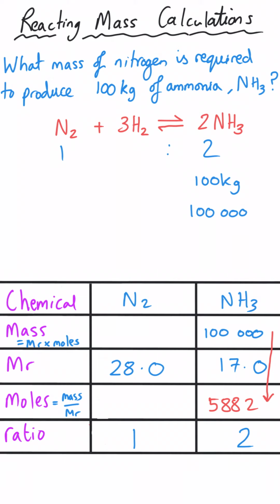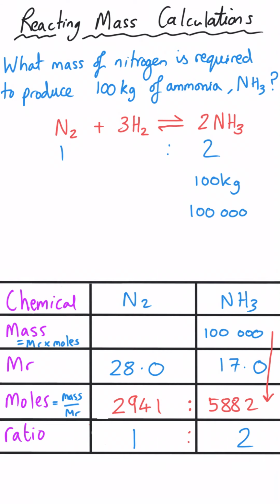Then we have to look at the reacting mole ratio. 1 nitrogen makes 2 ammonia. And so what that means is the ratio of moles that we're calculating on the row above needs to mirror the 1:2 ratio that is from the equation. So we need to divide that 5,882 by 2. And when we do that, we get 2,941 moles of nitrogen.